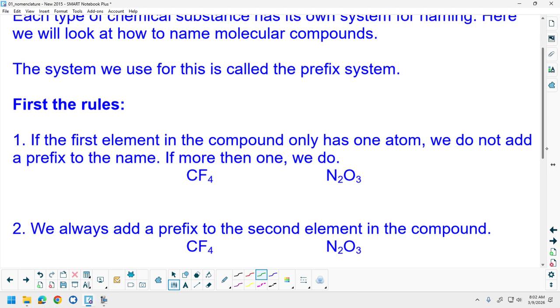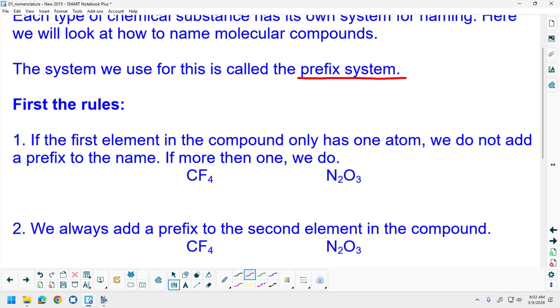For this, we use what's called the prefix system. The prefix system is going to help us to identify how many of each element type are in the compound when we look at the name, which is different than ionic compounds. In naming ionic compounds, writing formulas, there's nothing about the name that indicates how many of the cation or how many of the anion are present. That's different for this type of naming.